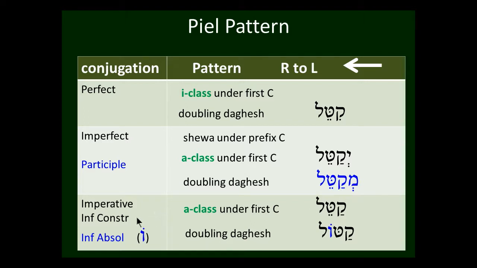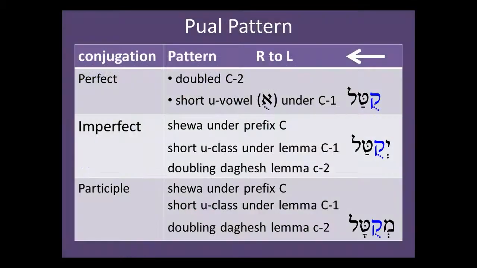The imperative and infinitive construct are absolute. You're going to have an A-class under the first lemma consonant, followed by the doubling. If the theme vowel is tsere, you're going to have either an imperative or an infinitive construct. If the thematic vowel is holem vav or holem, you're going to have an infinitive absolute. So that's the Piel review.